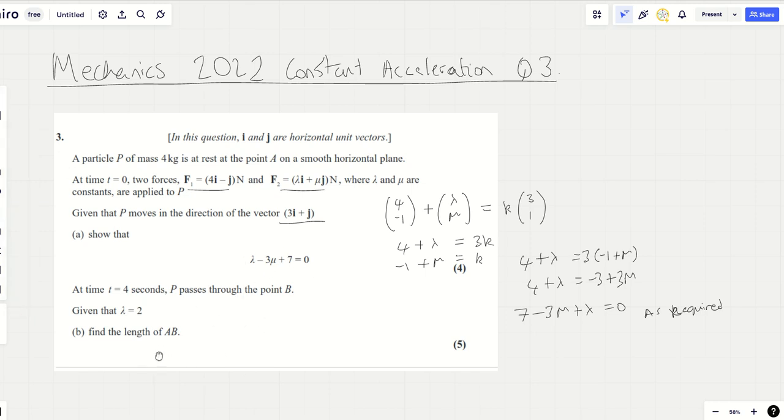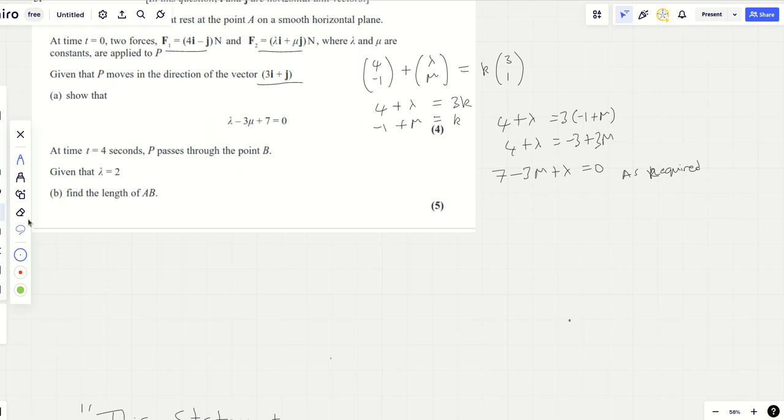Okay, for the second part, this is a bit more subtle. But at the end of the day, it's asking for a distance, and this is a constant acceleration question. So it's definitely about SUVAT. Now, the other thing is they've told you lambda is 2. And if you know 2 minus 3 mu plus 7 is 0, well, you can easily rearrange that into 9 equals 3 mu. And so mu is 3. In other words, we know F1 and F2 now, because F1 is (4, -1), and F2, well, it's (lambda, mu), but we've just found out that is (2, 3).